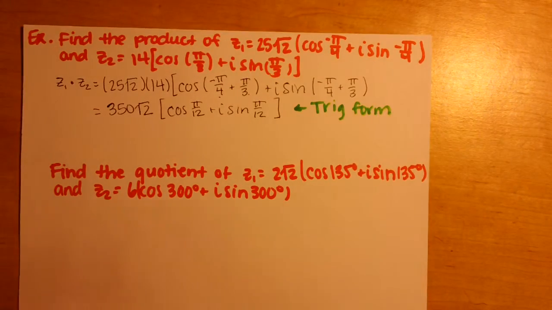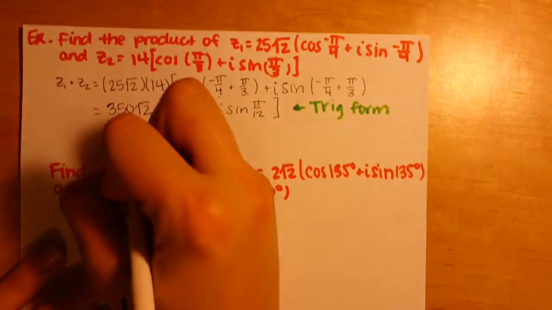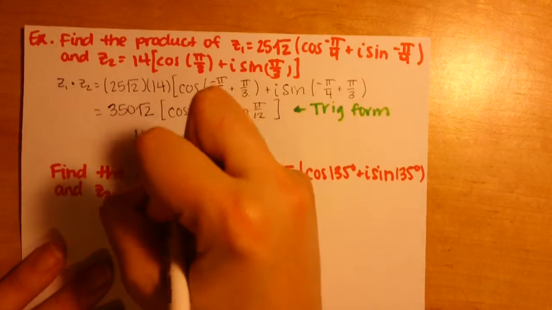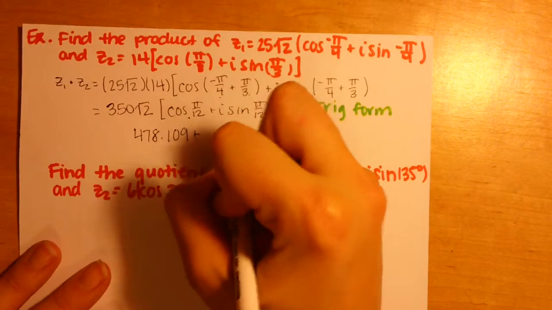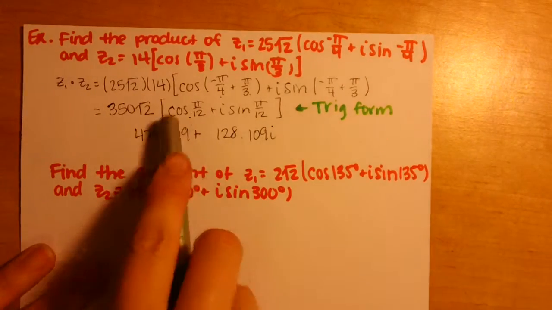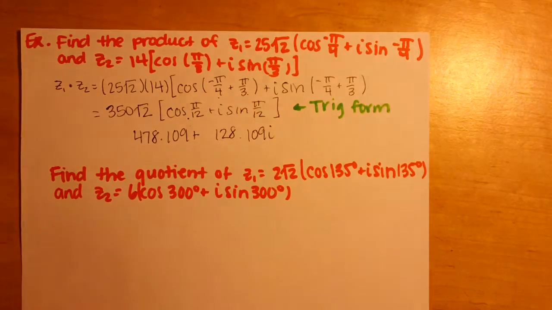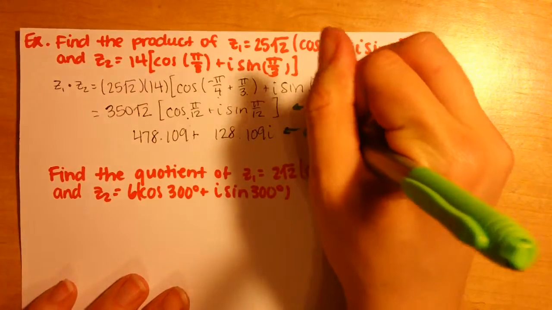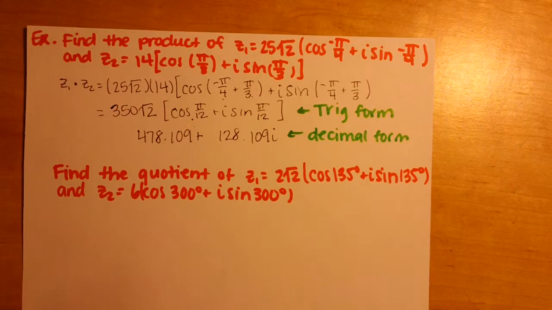Okay? Now if I put this in my calculator, cosine of pi over 12 times 350 square root of 2, I'll get 478.109 plus 128.109i. So again, this is just evaluating cosine of pi over 12 multiplying by 350 square root of 2, evaluating sine of pi over 12 multiplying by 350 square root of 2. This here is decimal form. So it's important to note the difference between the two forms.